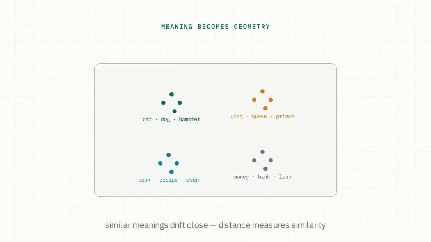And the magic is what the training process does to that map. It arranges it so that meaning becomes geometry. Tokens with similar meanings drift close together. Cat, dog, and hamster end up clustered in one neighborhood. King, queen, and prince in another. Words about cooking gather over here, words about finance over there. Distance on this map becomes a measure of similarity. Closeness means relatedness. This is the meaning space we first met, from a completely different angle, in the video on retrieval.